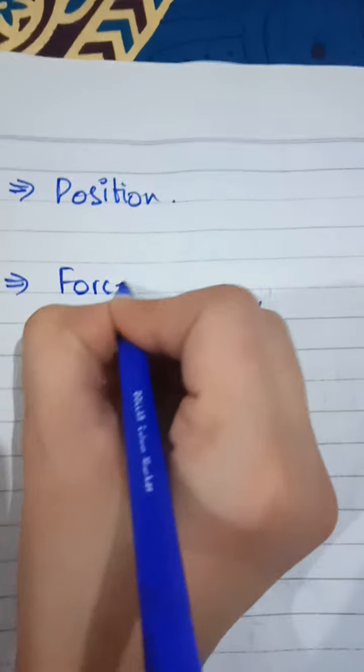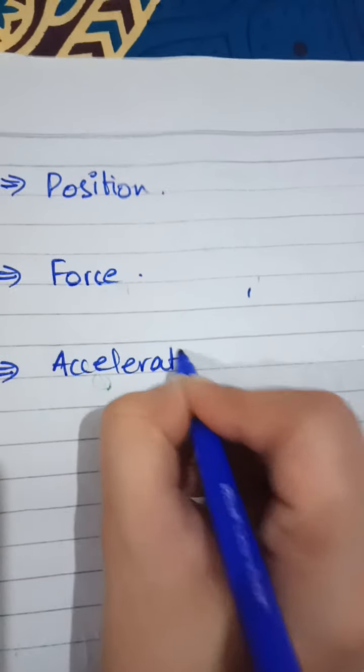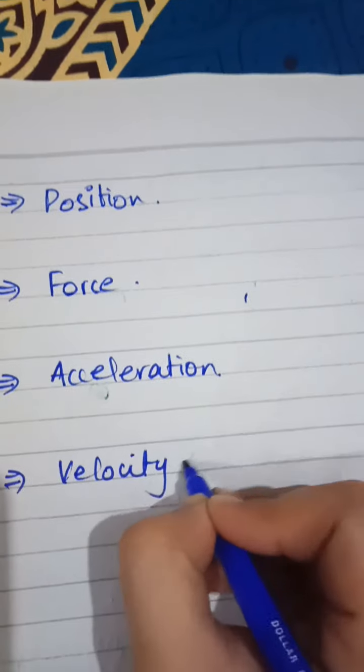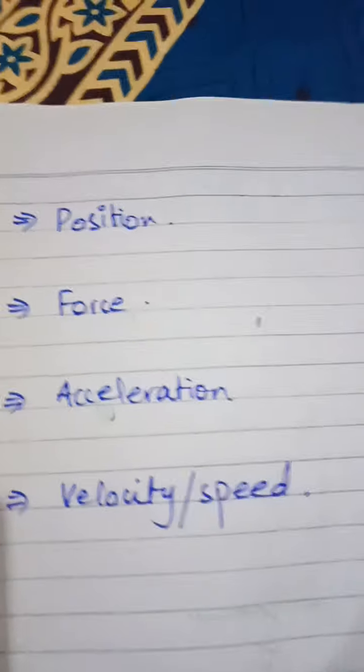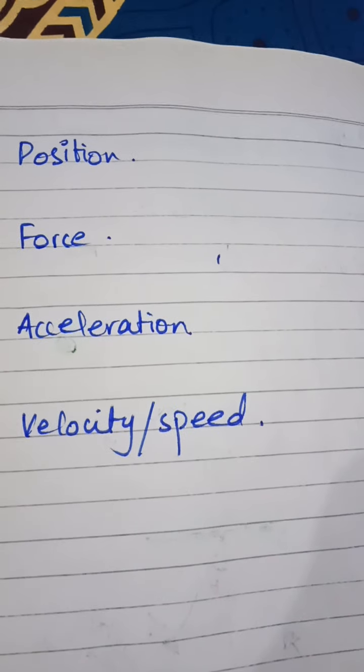Now we will discuss different points that were the main points through which you can write the whole data about SHM, that is simple harmonic motion. The first is what will be the position of that body. The other is force. The next is acceleration. And the last one is velocity, or you can say speed. We have discussed these points even before, but let me revise them.